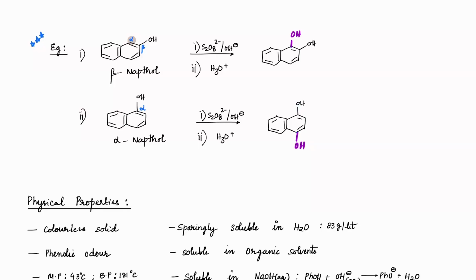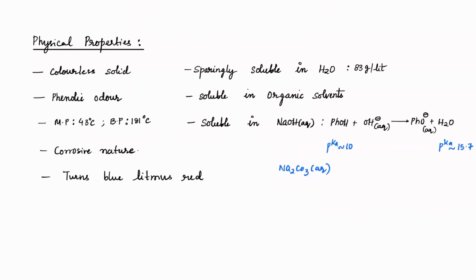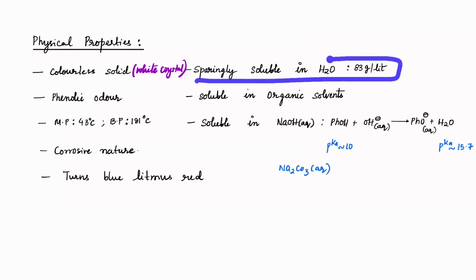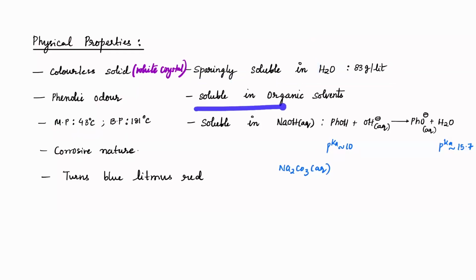Correct? Coming to the physical properties, okay, it is a white crystalline solid. So this is said as colorless in some cases, but my suggestion is you get it as white crystals. Okay, take it as white crystals. And it has a certain phenolic odor. Melting point is 43 degrees, boiling point is 181. It is sparingly soluble in water. Okay, it is soluble in organic solvent, most of it. Soluble in NaOH because of the reaction.